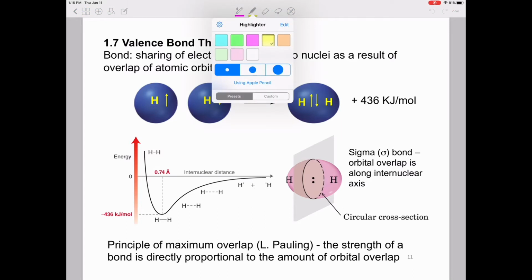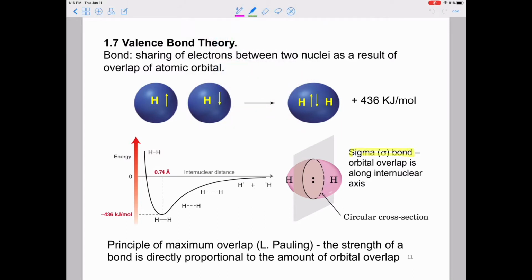Okay, now a sigma bond results when orbitals overlap along the interatomic axis of the atoms involved in the bond, or there is head-on overlap of the orbitals. Okay, now an important corollary to this is the principle of maximum overlap. This was a principle that was developed by Linus Pauling.